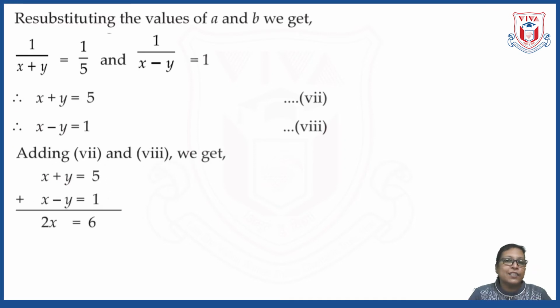Adding equations 7 and 8, we get: write down them one below another. x plus y is equal to 5, plus x minus y is equal to 1. Plus y and minus y is cancelled. x plus x is 2x, and on the right hand side 5 plus 1 is 6. And from that we are going to get x is equal to 6 divided by 2, that is x is equal to 3. We got the value of x as 3.